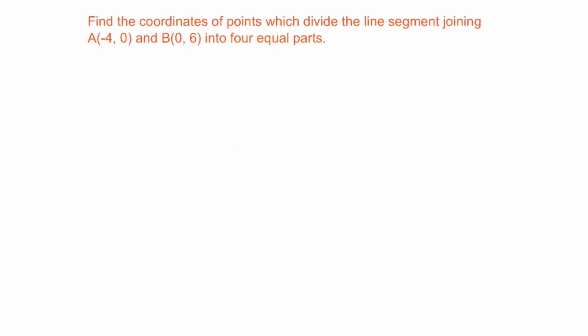Find the coordinates of the points which divide the line segment joining (-4, 0) and (0, 6) into 4 equal parts. Suppose this is point A and this is point B. To divide this into 4 equal parts, we have to mark 3 points. Now these 4 parts are equal. We have to find the coordinates of these points. To understand this, let us check the graph.